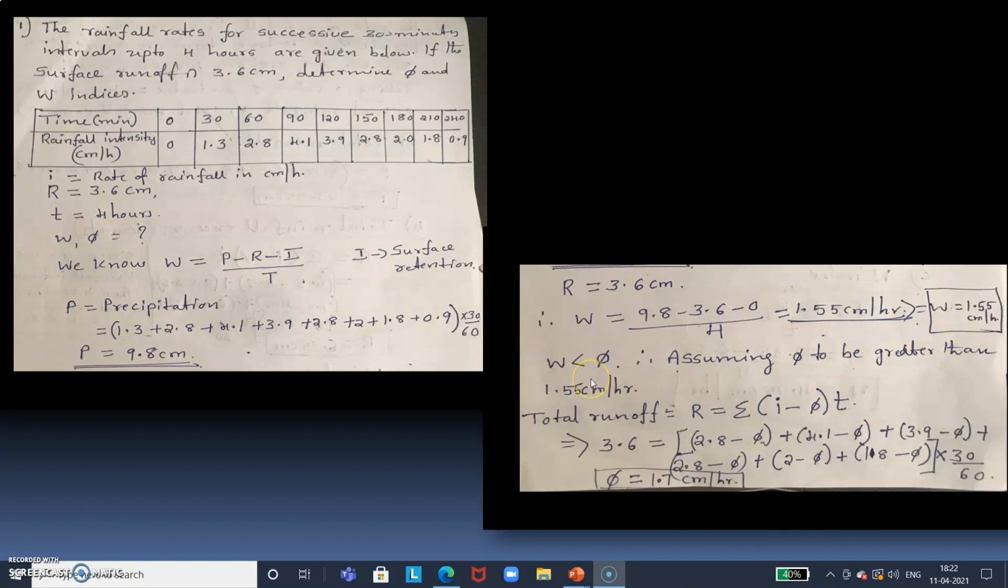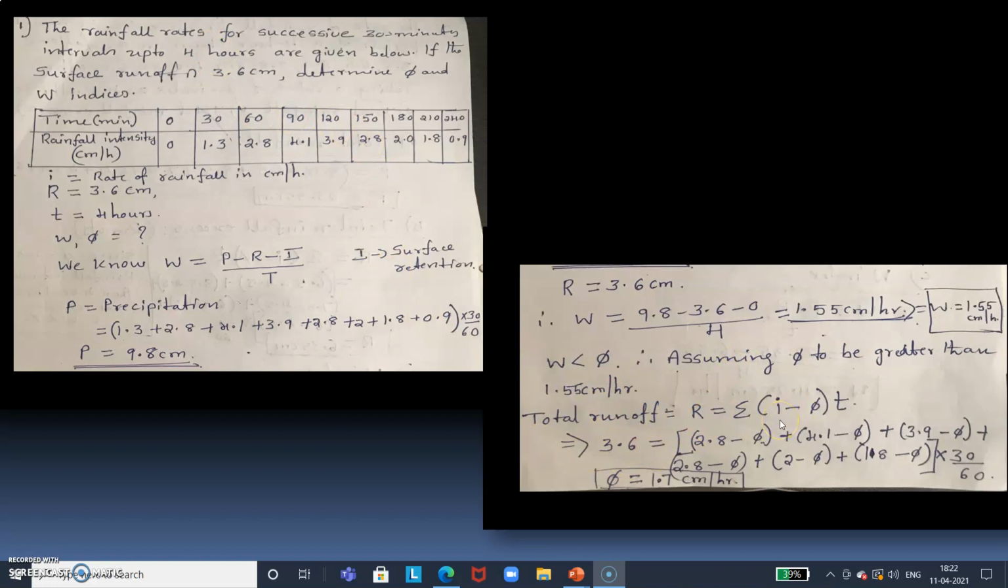W index is always less than phi index. So what do we have to do? Assume phi index to be greater than 1.55 centimeter per hour, because W index is less than phi index. We have this formula: total runoff R = summation of (I minus phi) into T. Here I is the precipitation, phi is the phi index, R is total runoff, and T is the time. Now total runoff R, we know, is 3.6 centimeter.